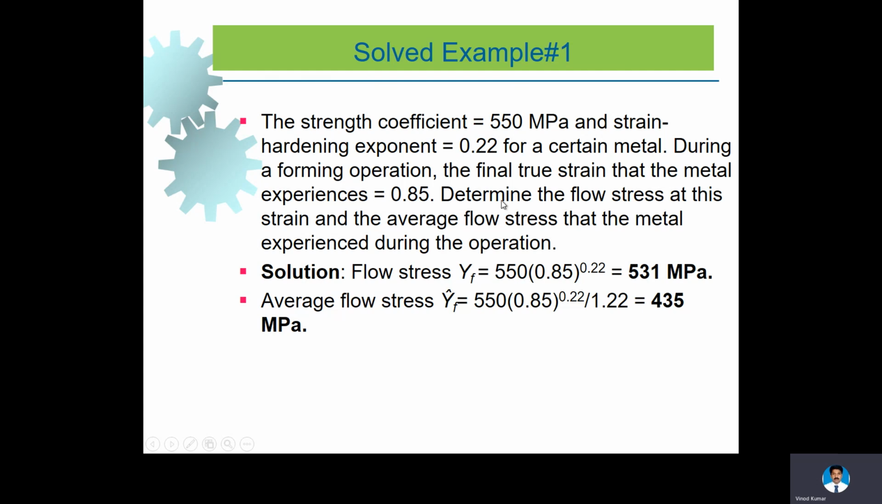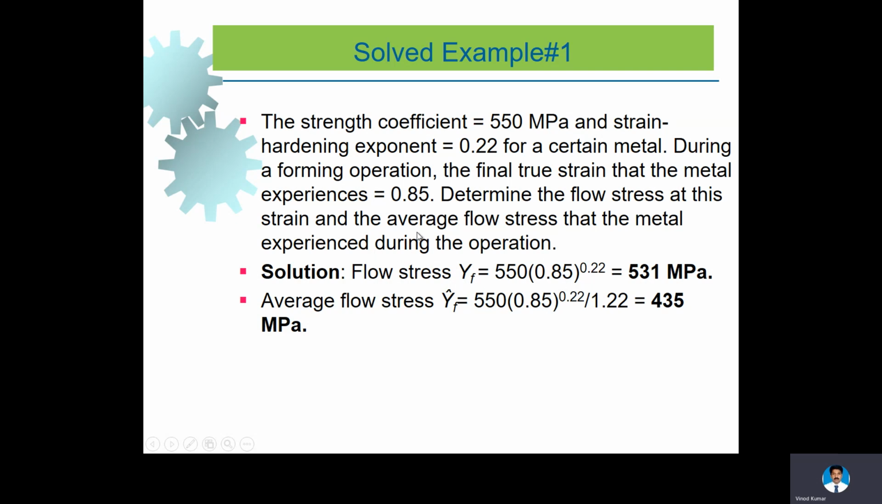First step, determine the flow stress at this strain. That means Yf, the instantaneous flow stress, is equal to K ε^n. K is the given strength coefficient, epsilon is 0.85, which is the strain, raised to n, which is a constant value. You can calculate the flow stress, or instantaneous flow stress, at a point in the flow curve.